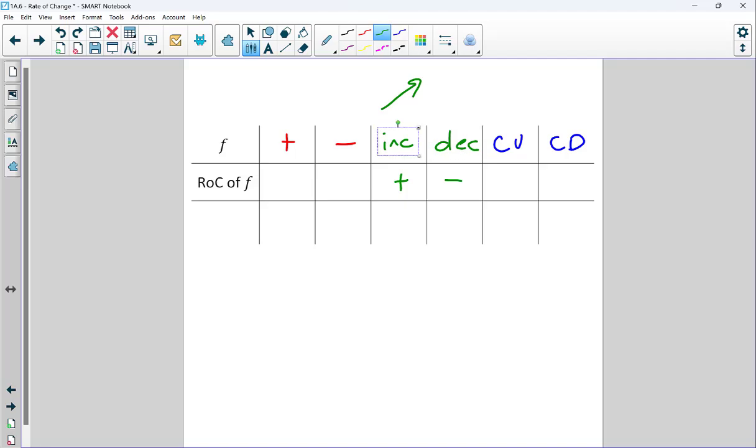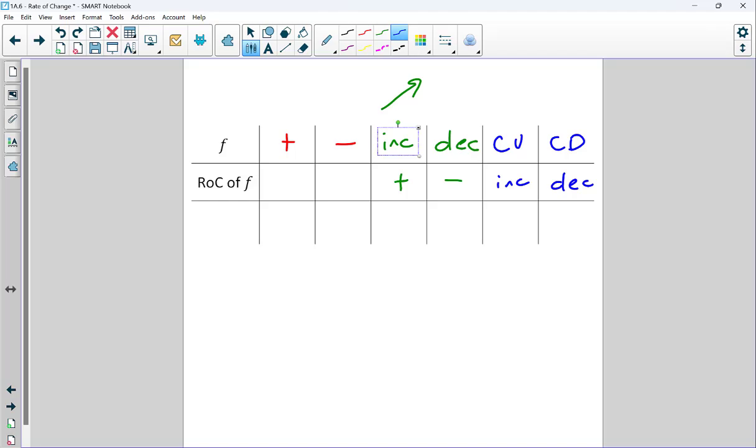A function can be increasing and positive. A function can be increasing and negative. Therefore, a function can be negative and its rate of change be positive at the same time. Similarly, we have concave up means that the rate of change is increasing. Concave down means the rate of change is decreasing. A function can be concave up and negative, meaning that the function is negative, but the rate of change is increasing. That's perfectly fine. They're different characteristics that are describing different aspects of the curve.